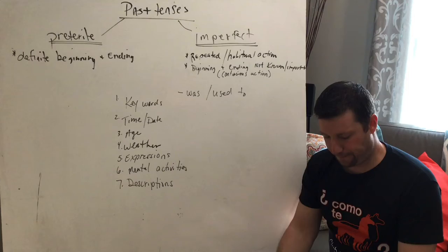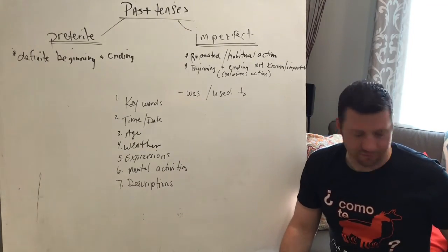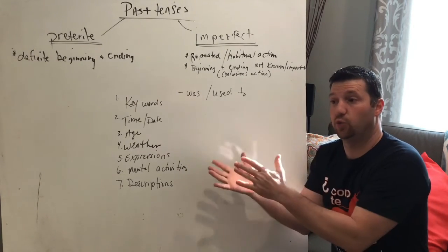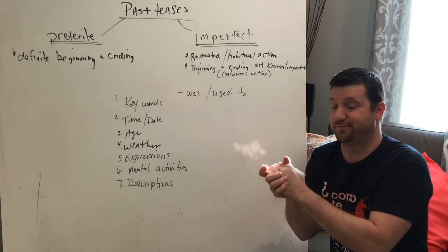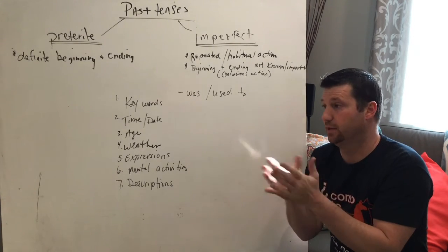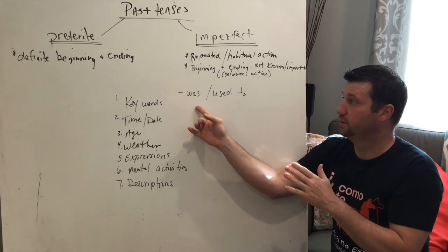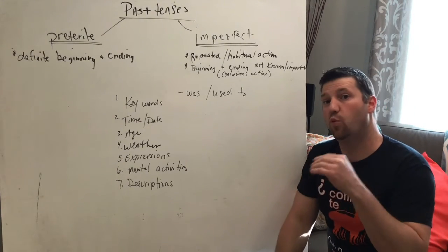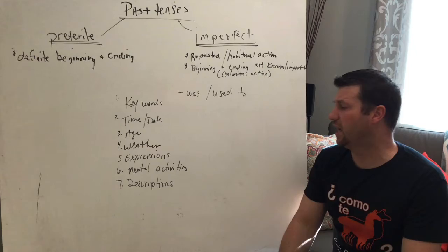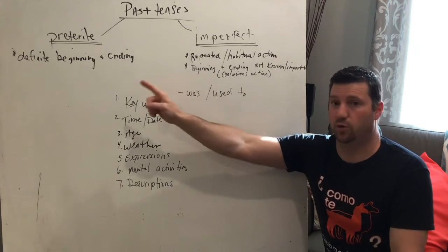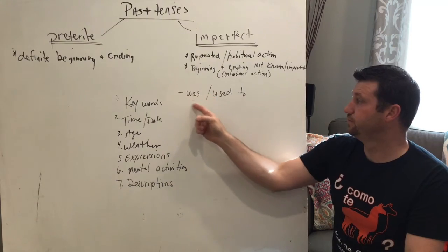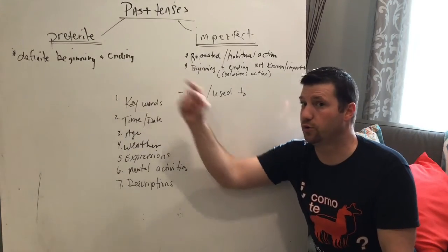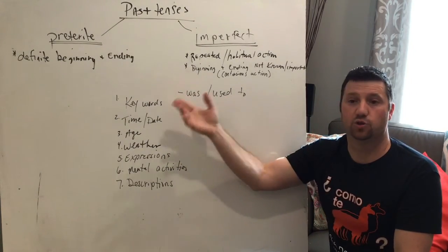Now, there's some other things that we will add to this, like actions that are happening at the same time. I was eating while she was making dinner, okay? That was happening, okay? I was eating while. That's why I put the word while, which is mientras. And then when is important because you could say, I was eating dinner when the doorbell rang. I was eating dinner. Yo comía cuando sonó el timbre, when the doorbell rang.